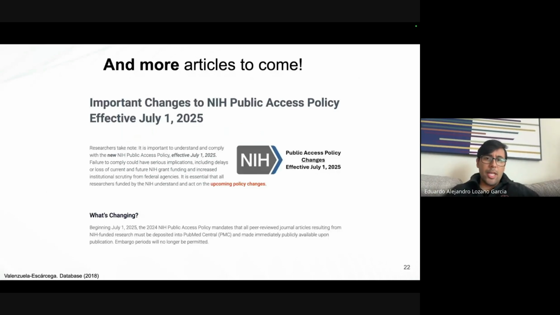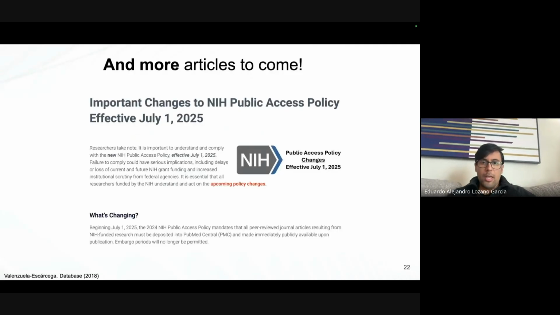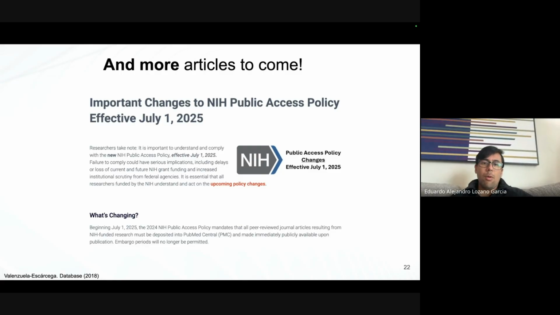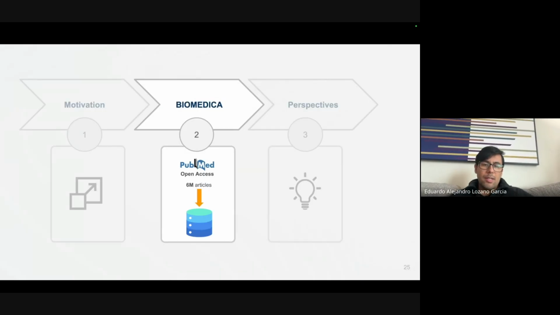And the good thing is that changes in policy, for instance, not only in the US but in the world, I think will make it so that there's more data available as open source. Because, for instance, in the US, all NIH-funded research has to be publicly accessible for everyone. Great. So this has been some motivation to scale our biomedical vision language models.